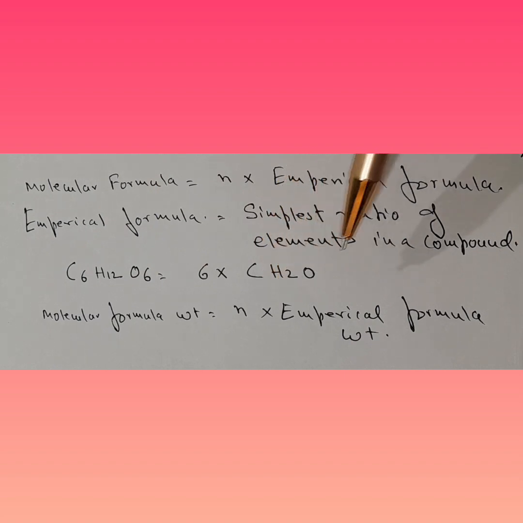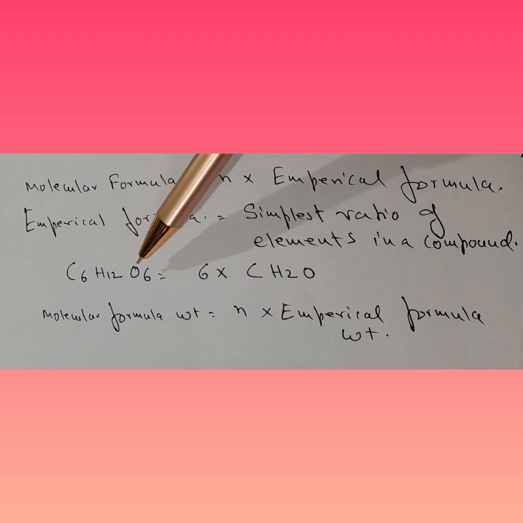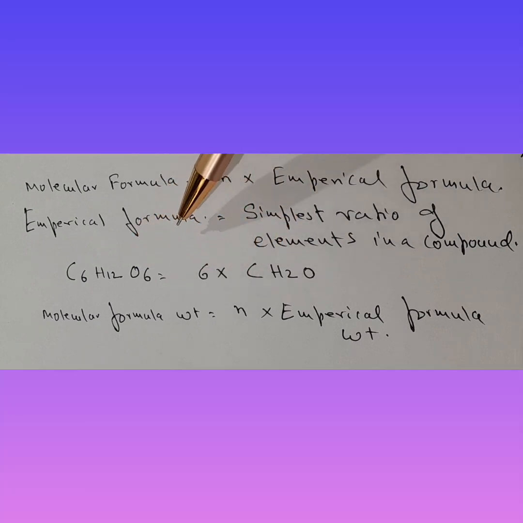The simplest ratio of elements in a compound, that is 1 of C, 2 of H and 1 of oxygen. When you multiply it with a number N, we get the molecular formula. So that's the relationship between empirical formula and molecular formula. Molecular formula is equal to N into empirical formula. Similarly, if we intend to find out molecular formula weight, and if we are given N, then what do we do? We just divide molecular formula weight by N to get the empirical formula weight.